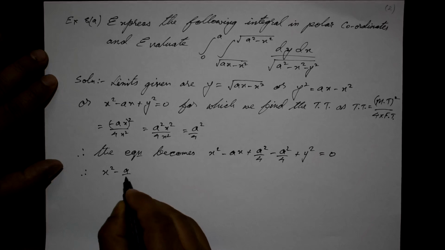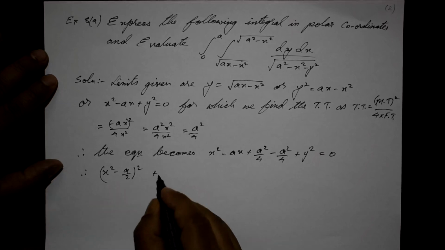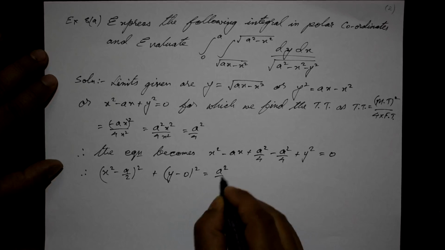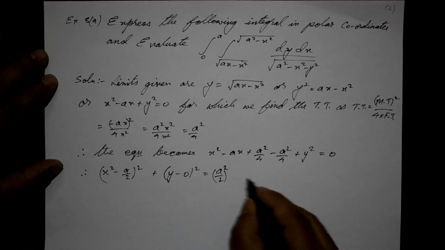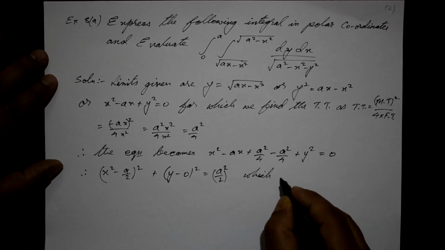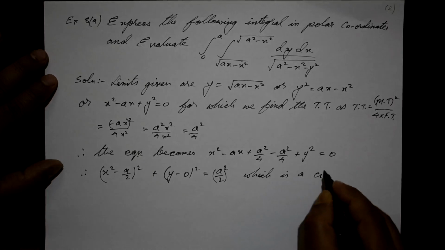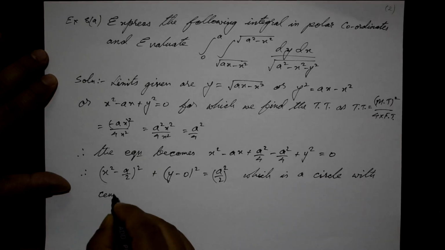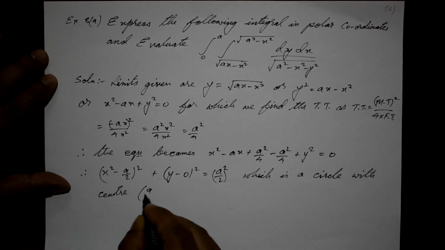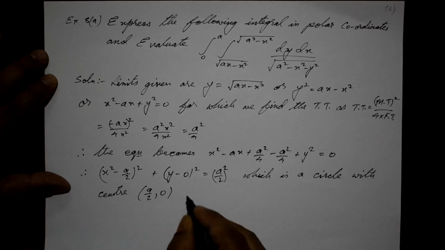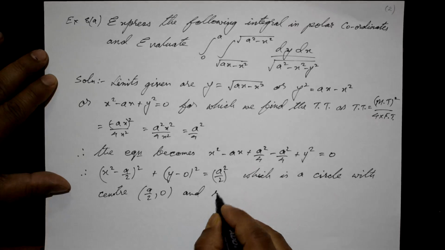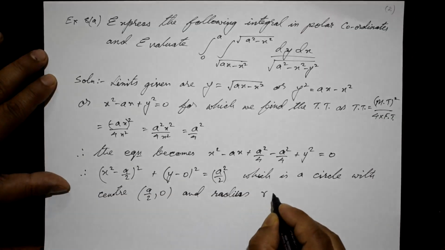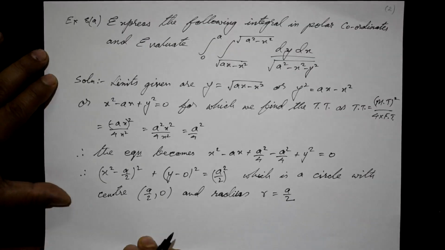Therefore, x minus a by 2 whole square plus y minus 0 whole square is equal to a by 2 whole square, which is a circle with center a by 2 and 0, and the radius r is equal to a by 2.